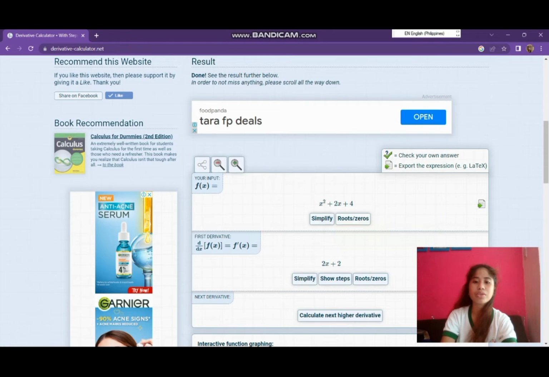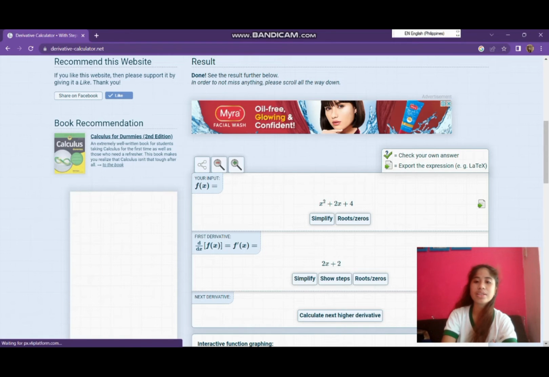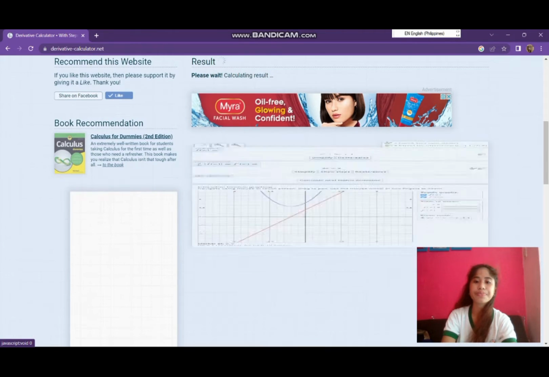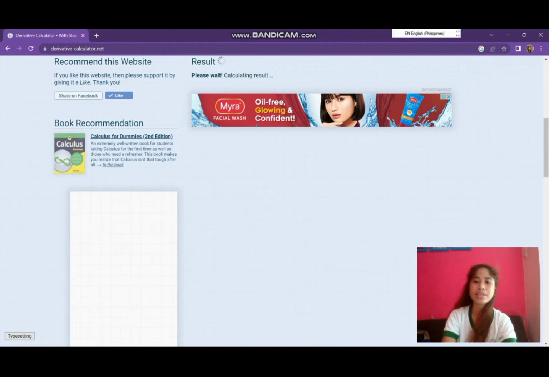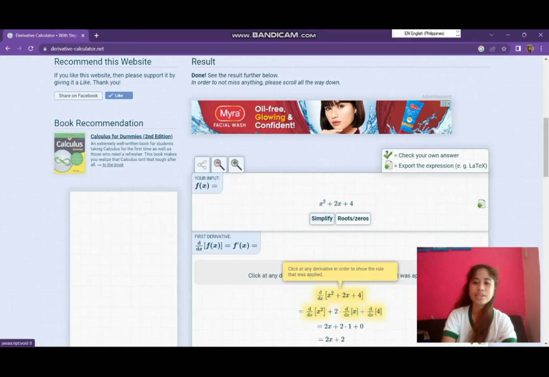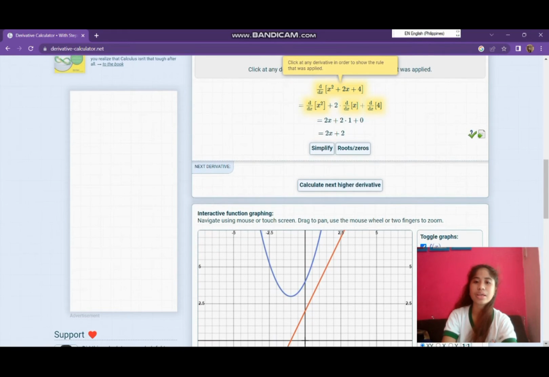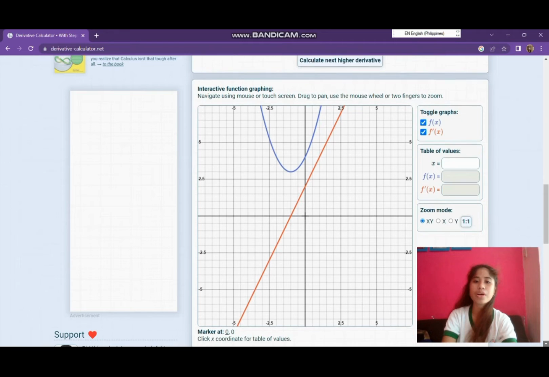So x squared plus 2x plus 4. The answer is 2x plus 2. So f prime of x is equal to 2x plus 2. You can also show the steps if you want. So these are the steps. As you can see, there's a step how to solve the problem. It's very easy to understand. You can also have the graph.